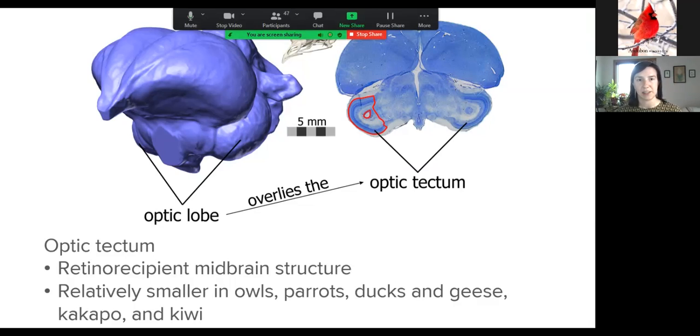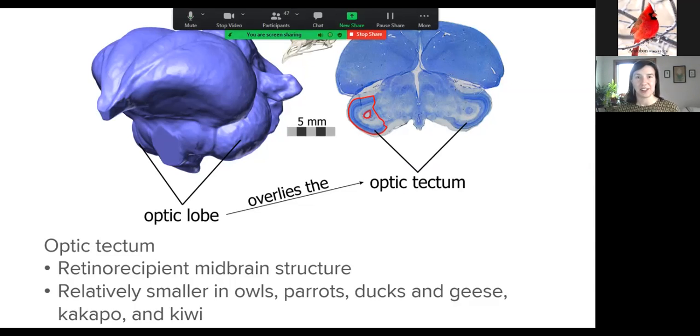And the optic tectum is found to be relatively smaller in owls, parrots, ducks, and geese, and birds that definitely have reduction in vision, kakapo and kiwi. So kakapo and kiwi are two nocturnal birds from New Zealand. Kakapo can fly a little bit, kiwi are completely flightless, like we talked about my favorites.